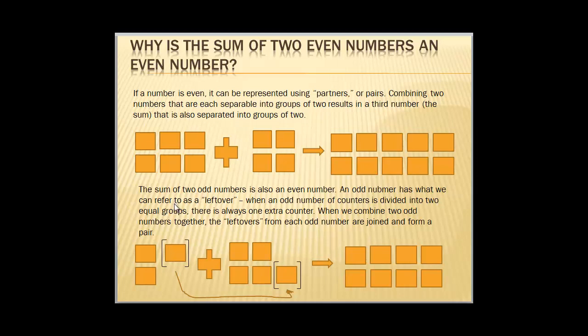All right, so now let's look at the sum of two odd numbers. Well, that's also going to be an even number, right? So think about it. An odd number has what we can call leftovers, right? So when you have an odd number of counters, here we're going to use these squares again. You have 3 over here, and you're adding 5. Both of those are odd numbers. Well, here's the leftover for 3, and here's your leftover for 5. When you add those together, those guys pair up, and it becomes an even number. So that's why the sum of two odd numbers is going to be an even number, because you have these two leftovers that end up pairing together.